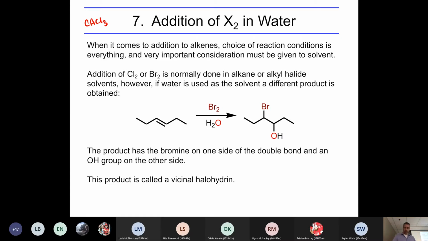Carbon tetrachloride, CCl4, at one point would have been a great one to use. Carbon tet, problem with that is it was banned in the 90s by the Montreal Protocol because it's a source of chlorine in the atmosphere, which destroys the ozone layer. So it was banned along with freons and a bunch of other things.